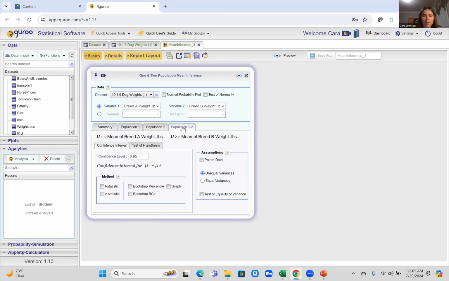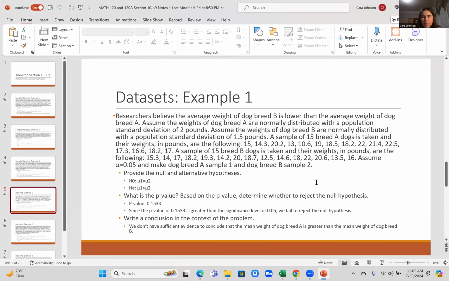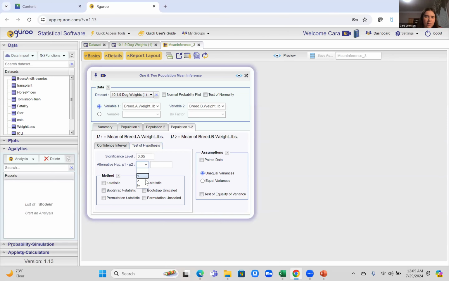Go to population 1 minus 2, test the hypothesis. My significance level was 0.05. And then my alternative sign was greater than. Then remember, 0 always goes in this box. And then check Z statistic because you know the population standard deviations. If you didn't know the population standard deviations, you check T.